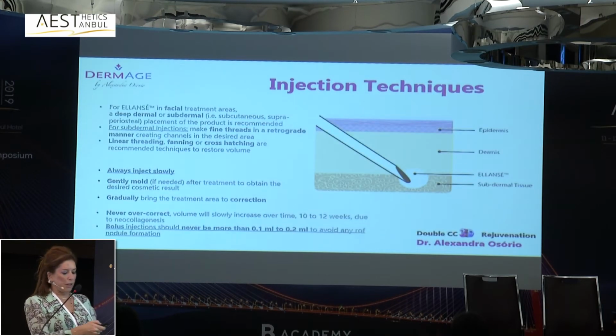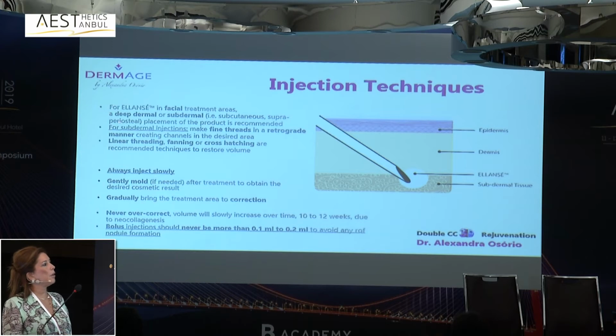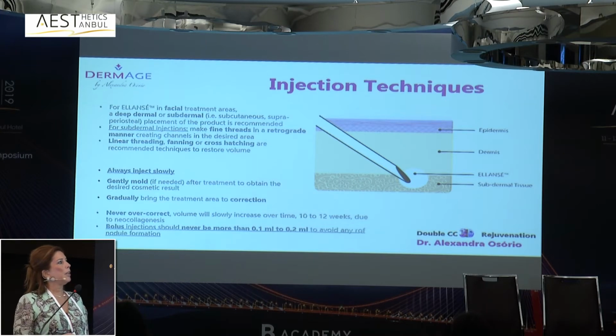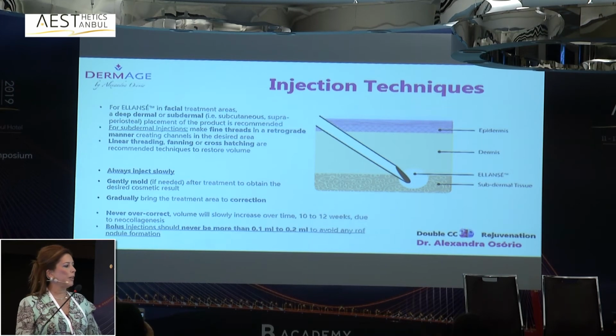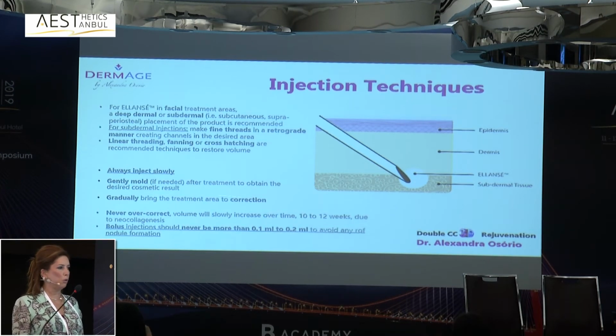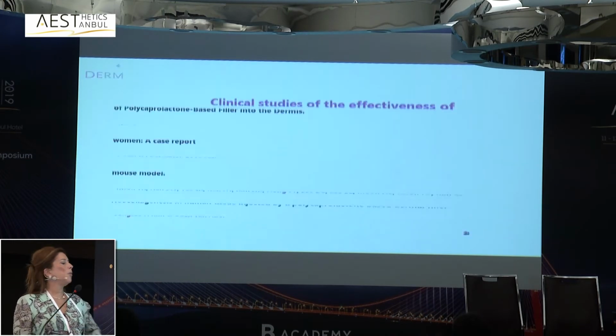The injecting technique is a facial treatment. I inject in the deep dermal and subdermal with fine threads, linear threading, feathering, or cross-hatching. Always inject slowly. I gently mold that area, and gradually it brings the treatment to correction. I don't do bolus injection in some sites, but with these techniques you can inject not more than 0.1 or 0.2 milliliter to avoid any nodule formation. But I don't do bolus. I only inject with linear.